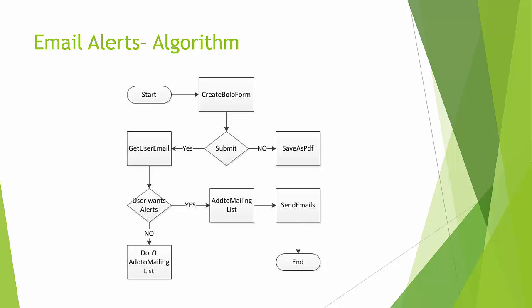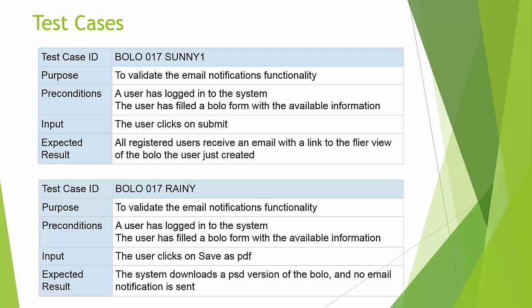Here we can see one of the algorithms that we implemented in our project, the email alerts, where we are in the create BOLO form and we have the option to submit the BOLO, and if yes, you can get the user email, and if the user wants the alert, he will send the email and add to the mailing list and start sending the emails and then finish.